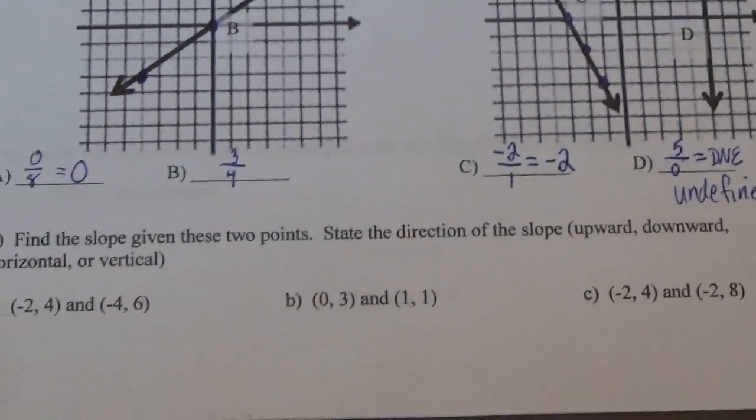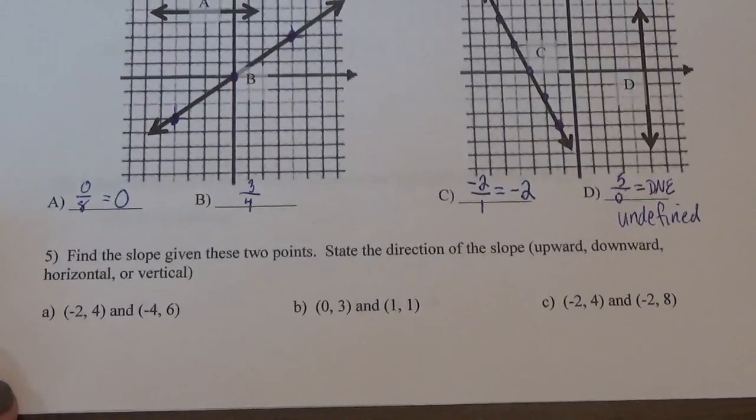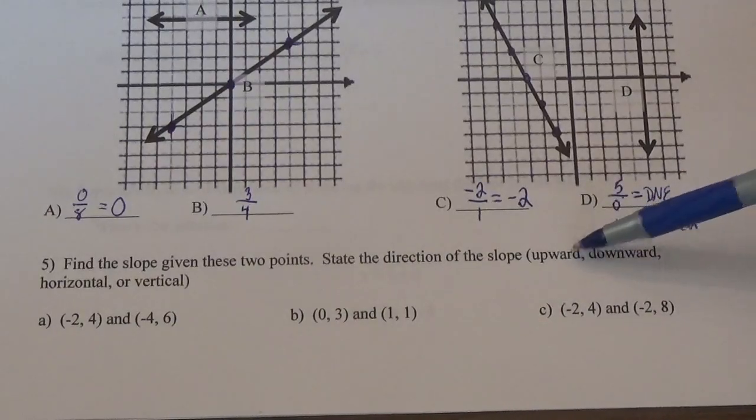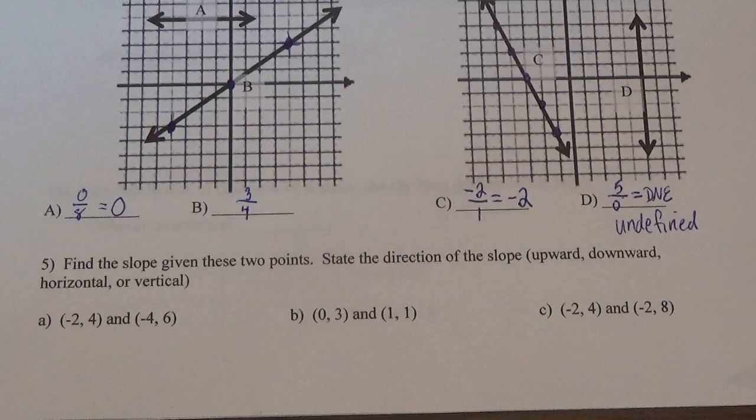All right, doing great, guys. Let's do one more, finish off the page. Number 5, find the slope given these 2 points. State the direction of the slope. Upward, downward, horizontal, or vertical.